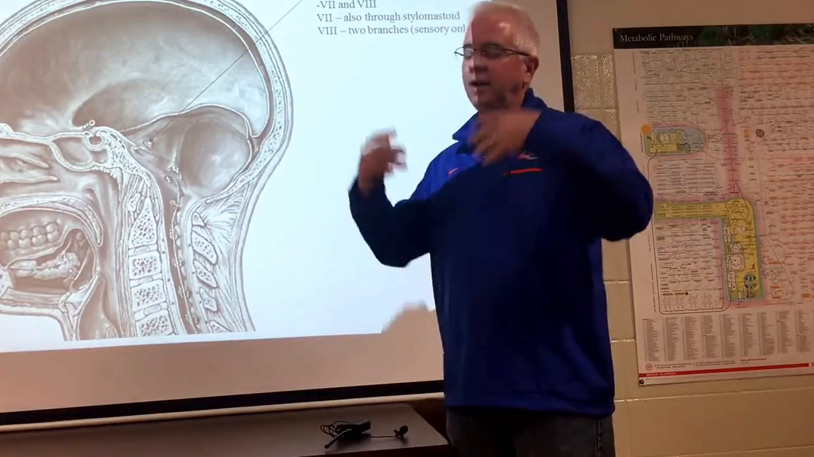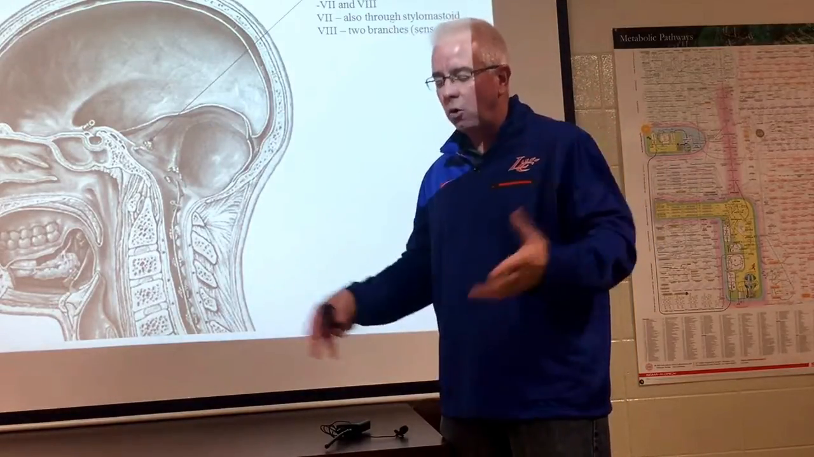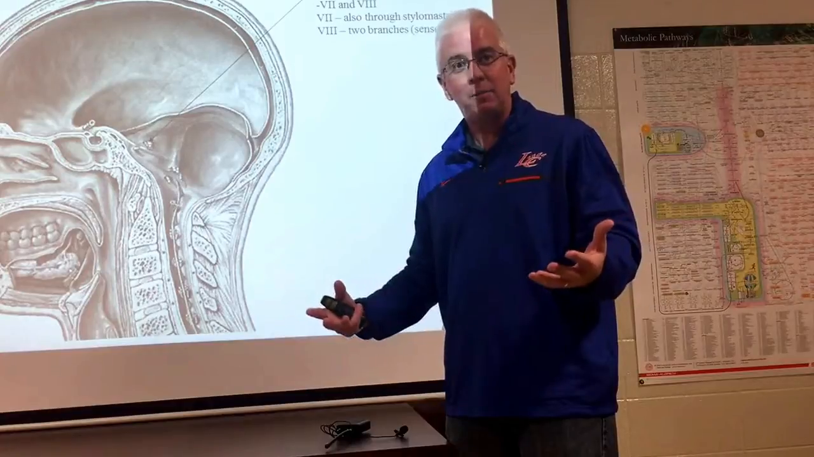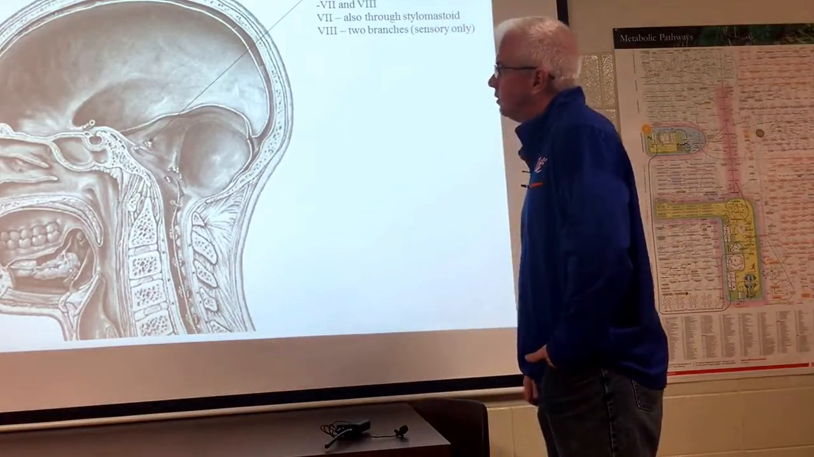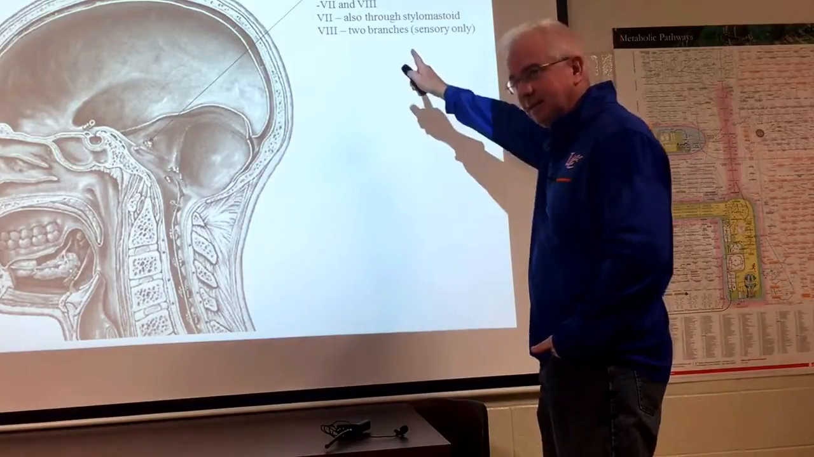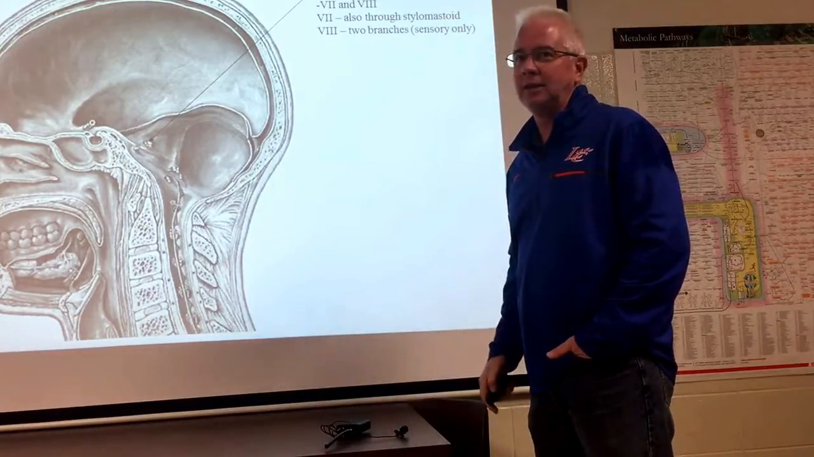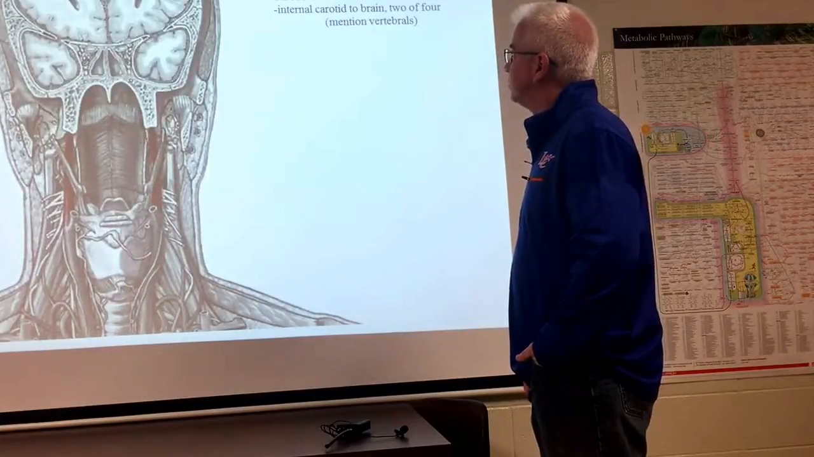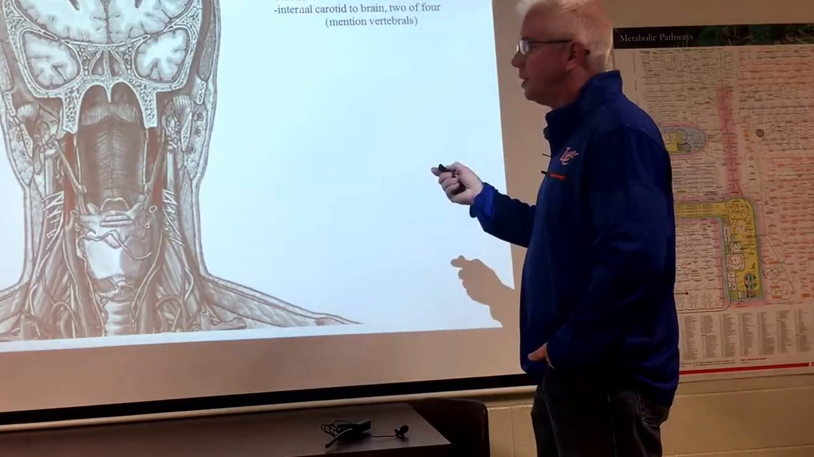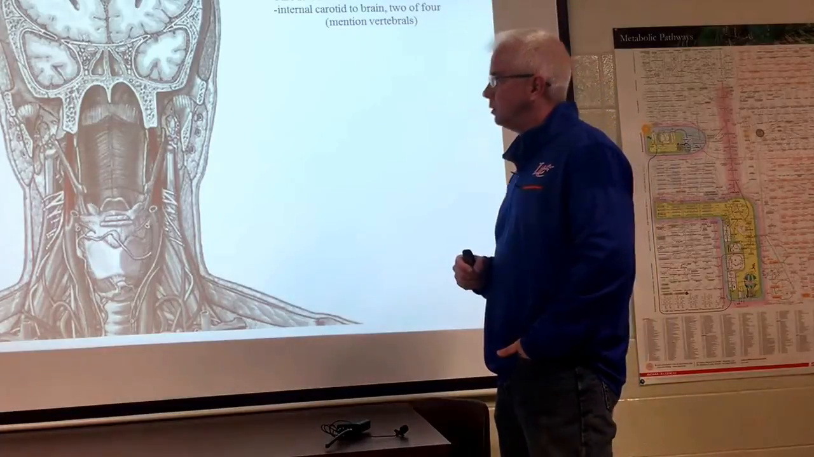So 1 and 2 and 3 and 4 and 5. Y'all see how this is adding up now? You're able to put the holes in the skull where these cranial nerves pass through. 8 goes through the internal acoustic meatus, along with 7. And it's sensory only. Now we also have carotid canals in the temporal bone.